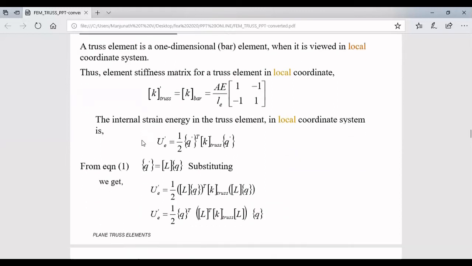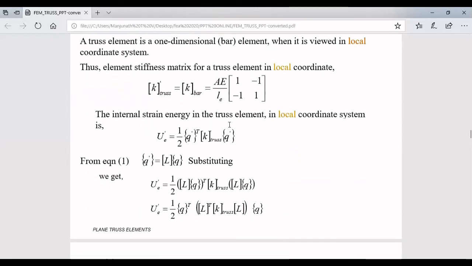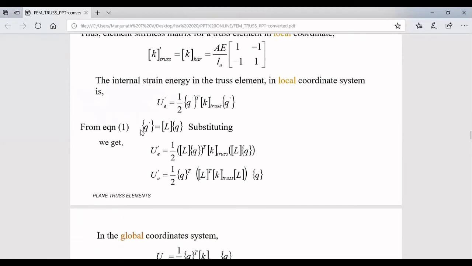Now the internal strain energy for the truss element in the local coordinate system. The general strain energy equation is UE dash equal to 1 by 2 q dash transpose K dash truss q dash. This is the strain energy in the local coordinate system for the truss element. From equation number 1, we know the relation between the local and global nodal displacements: q dash is equal to L into q.